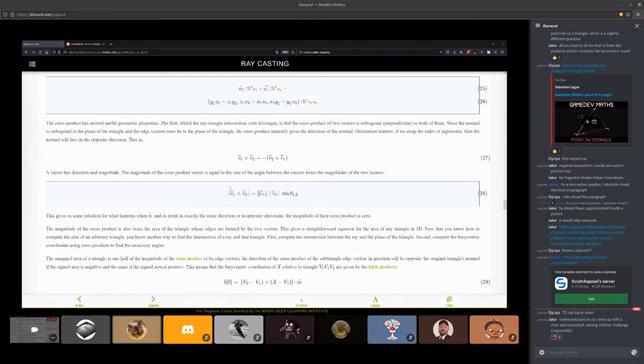I think this is a way to calculate the area of a parallelogram. And if you think of it this way, then this equation just makes sense. That's what I remember my calculus 3 class talking about, parallelograms and cross products.